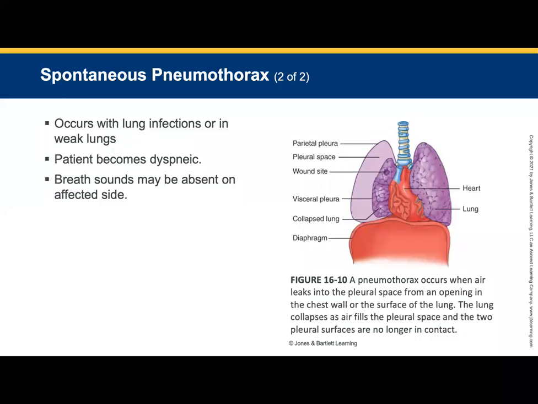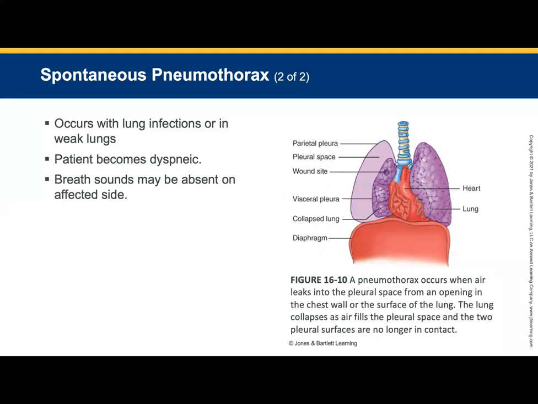Now that you can see this, you can see that we have the pleural spaces up here, and the pleural space here is the light purple. So this is our wound site right in here. As you can see, there's a hole, and then we have our visceral pleura with our collapsed lung, because this is the affected side. All this air is getting trapped right in this pleural space, and that is not what we want to see. That is a spontaneous pneumothorax.